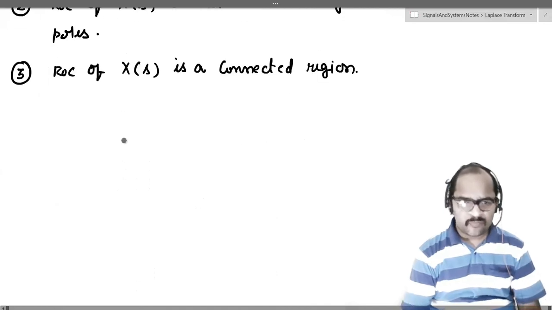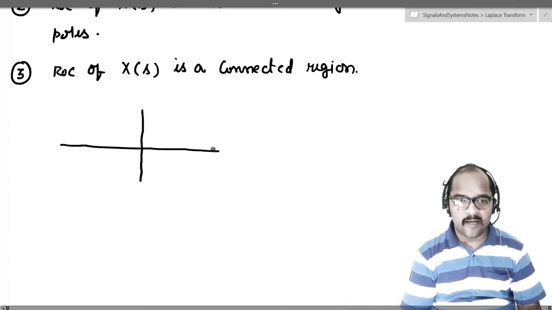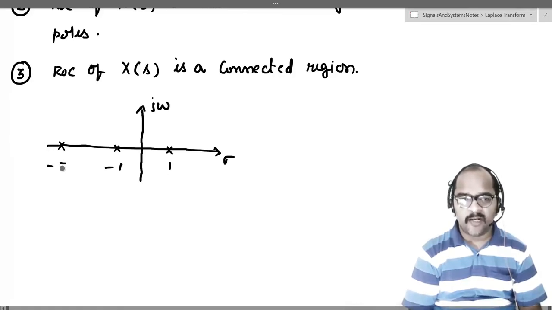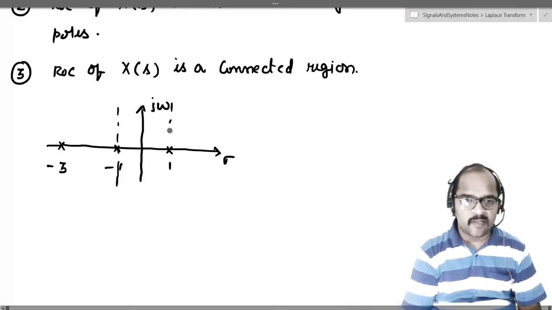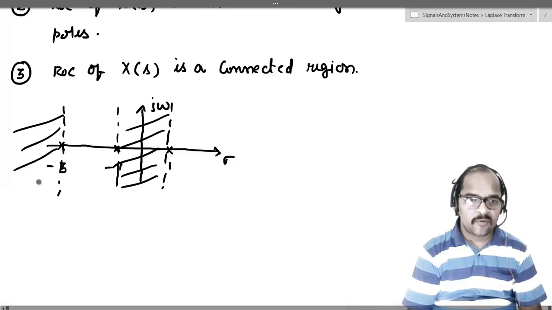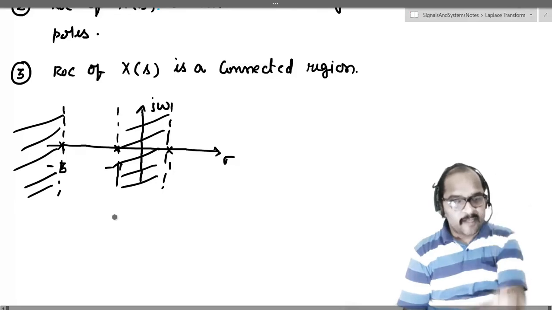So again, just for example, let us say we have a pole zero diagram in this form. This is sigma, j omega. Let's say I have a pole at +1, a pole at -1, and just for understanding, a pole at -3, let's assume. So let's say this kind of region of convergence is not possible. Either that is possible or the strip is possible.